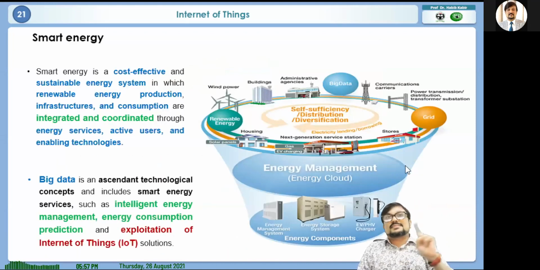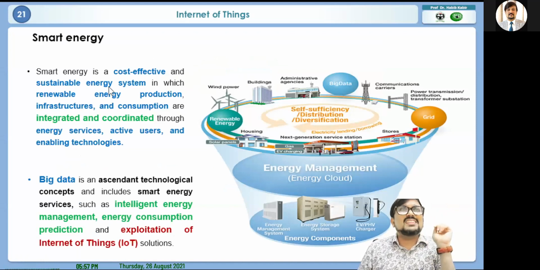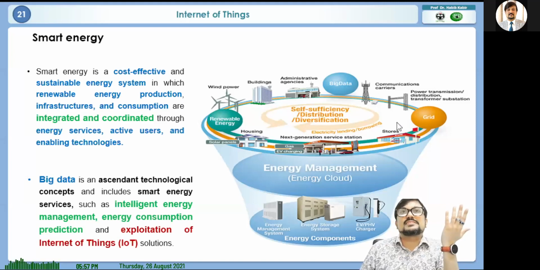In the next section, I will not discuss all the things, but look at the figure. The upper part is our daily life: housing, next generation services, stores. These are us, the consumers. Then we have the grid, the smart grid, in orange color. Then we have the power station, all kinds of power stations, and communication carriers, that means Grameenphone and others.